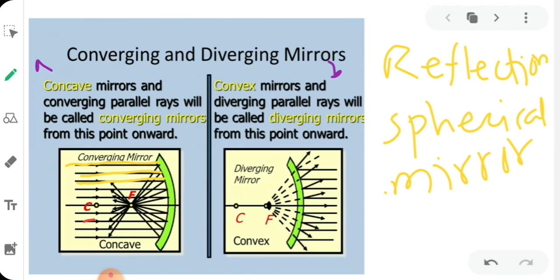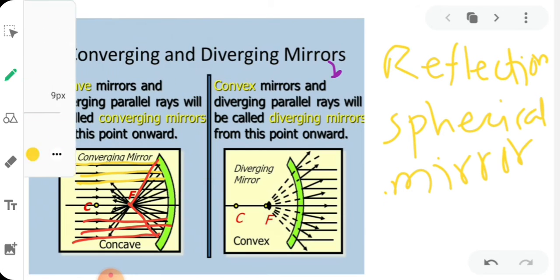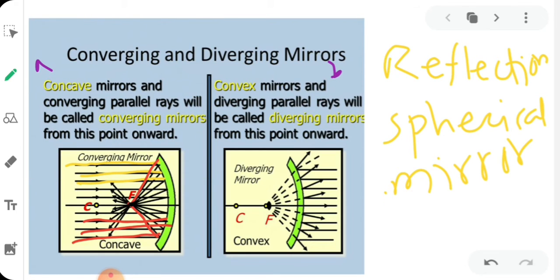These rays, when they fall on the concave mirror, reflect back and gather at one point. See, here at point F, all the rays are gathered. So these are the concave mirrors, which are converging ones.